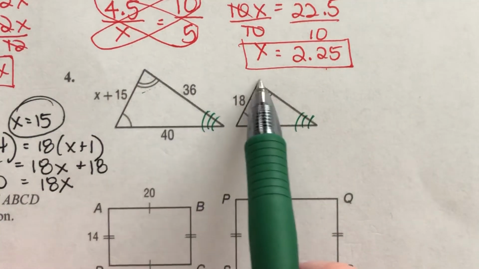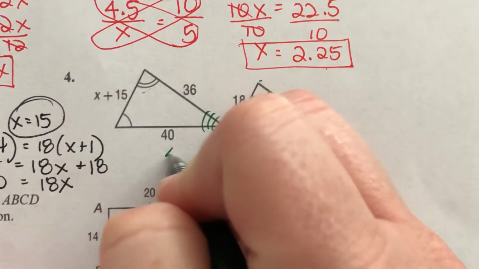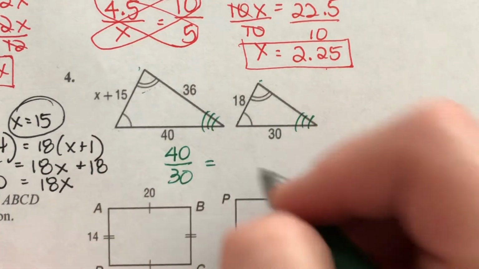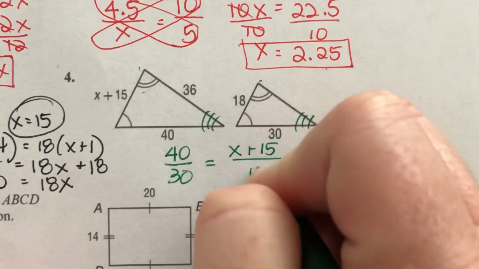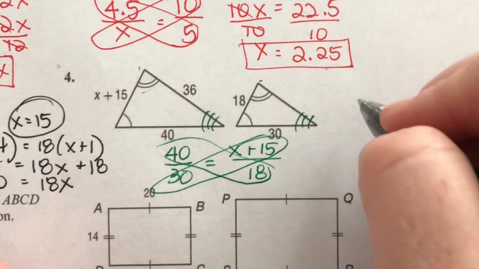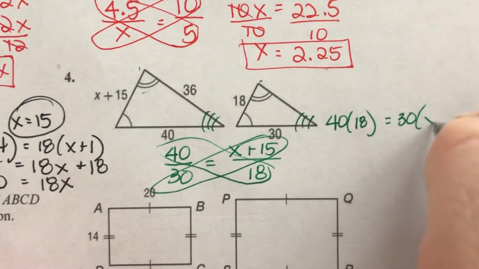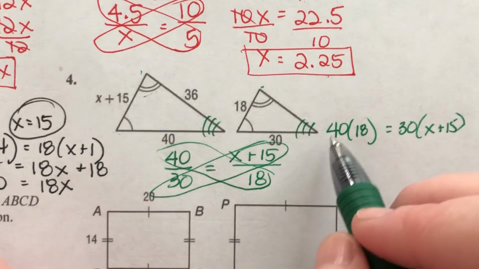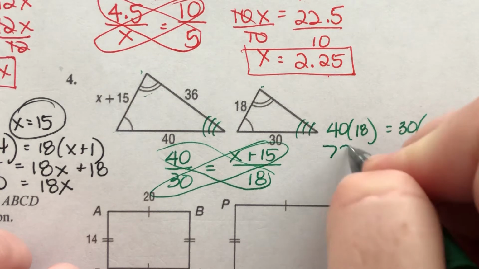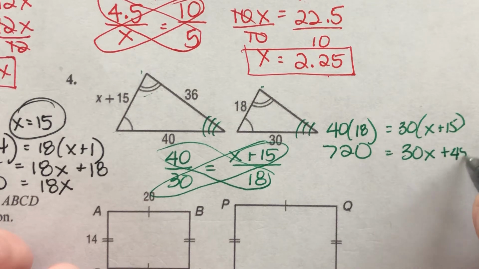Okay, so we're going to compare these two sides and these two sides. So if I compare the bottom, 40 over 30, that should be equal to the sides, x plus 15 over 18. And I can cross multiply. It's probably easier to do with a calculator. 40 times 18 equals 30 times x plus 15. 40 times 18 is 720, I guess, equals 30x plus 450.